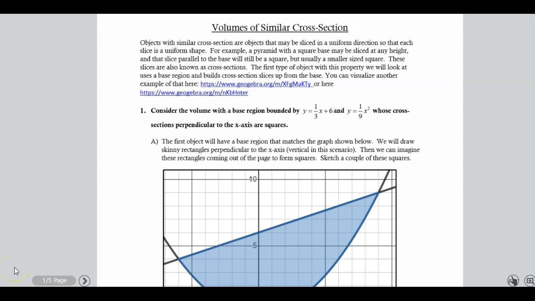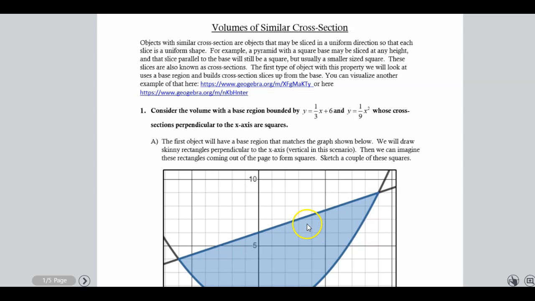Hey everyone, welcome to my video on volumes of similar cross-section. Some people call this volumes by slicing. The idea is that we're going to build up a volume by slicing it into shapes that are similar. So for instance, maybe all squares or all circles or all semicircles, something like that. And compute the volume by just adding up all the volumes of the individual slices.